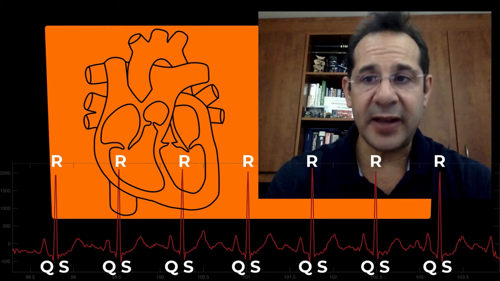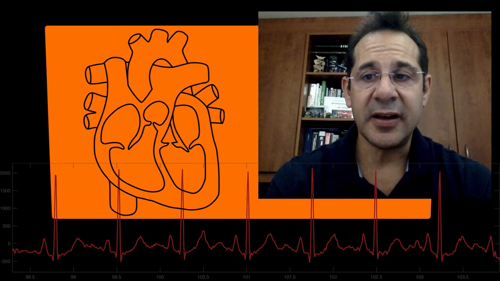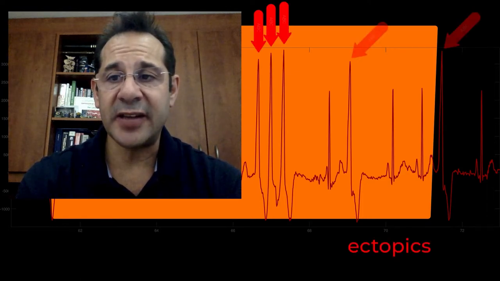The QRS complexes in a normal individual or with a normal heartbeat are narrow. However, if they are occurring in an isolated manner from different parts of the heart, they are broad, and these are called ectopics, as shown here.